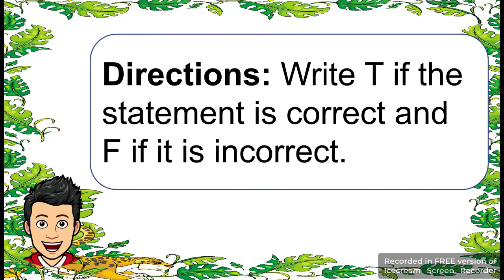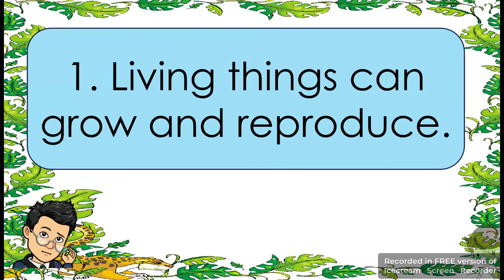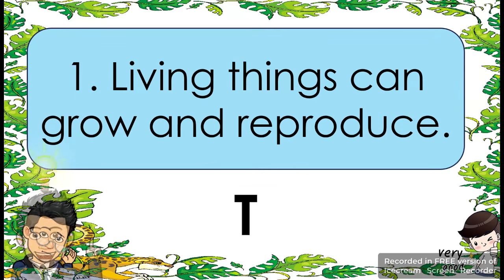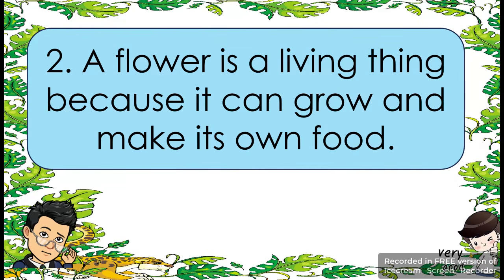Direction: write T if the statement is correct and F if it is incorrect. 1. Living things can grow and reproduce. The correct answer is true. Number 2. A flower is a living thing because it can grow and make its own food. The correct answer is true.